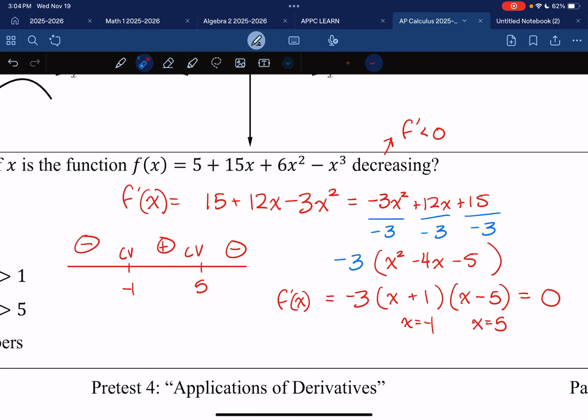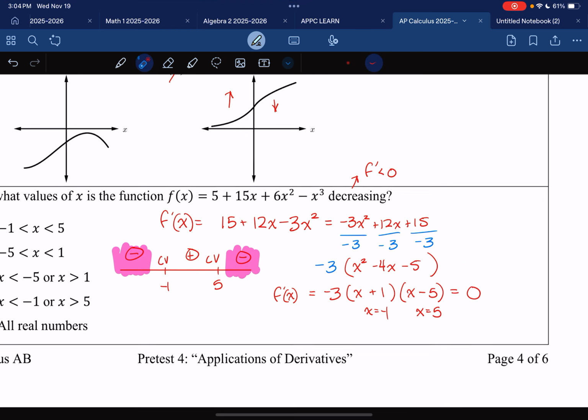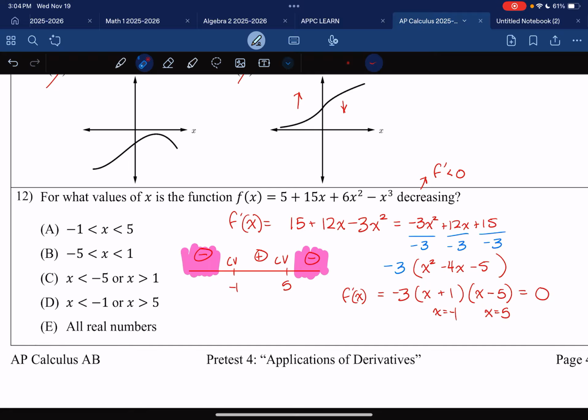And we're looking for an interval that is less than 0, that is negative. Well, it is negative to the right of 5, and I can even highlight that range. Everything over here is negative, and everything over here is also negative. So how do we say that? We say everything less than negative 1, and everything greater than 5. Therefore, the correct answer here is D for number 12.